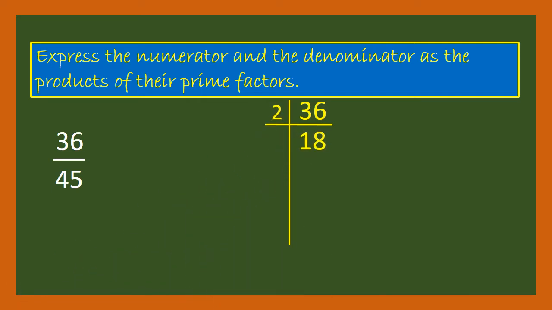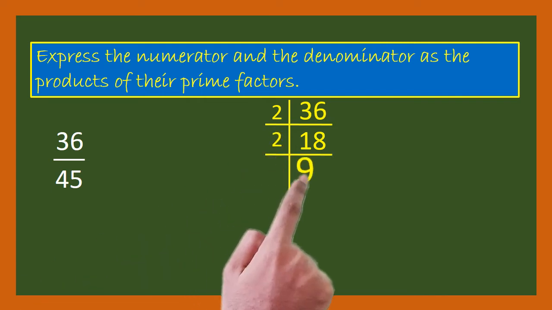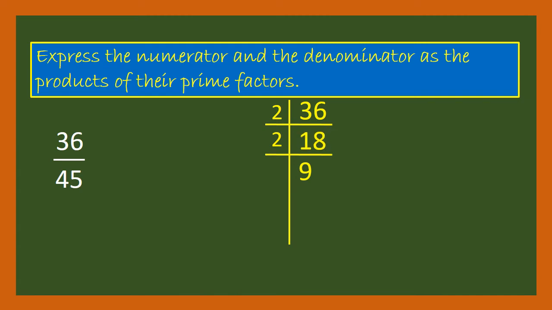2 times 18 is 36. Now 18 is also an even number, so it can also be divided by 2. 2 9s are 18. 9 is an odd number. We can't divide it by 2, but it can be divided by 3. 3 3s are 9. Now 3 is a prime number, so it can only be divided by 1 or by itself. Thus we have 3 1s are 3.